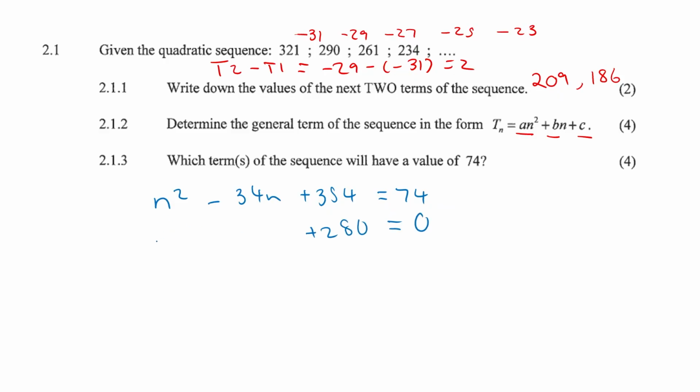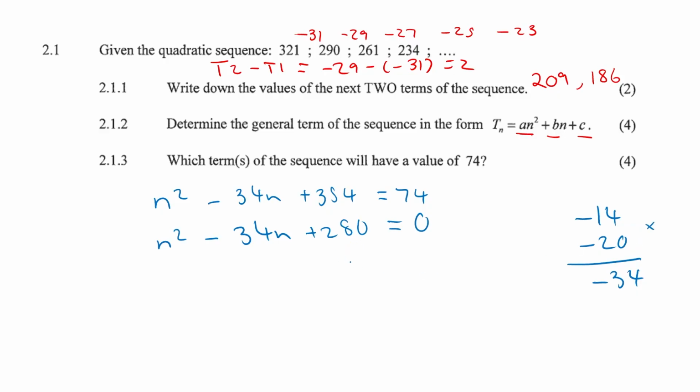Okay, let's just fill in all the other figures. N squared minus 34n plus 280, and we need to factorize this. So what are the factors of 280 that are going to give us 34? Well, that's going to be 14 times 20 gives us 280. And 14 plus 20 gives us 34. So if you're battling to understand it like that, so minus 14 minus 20 gives us minus 34. And minus 14 times minus 20, that would give us a positive 280.